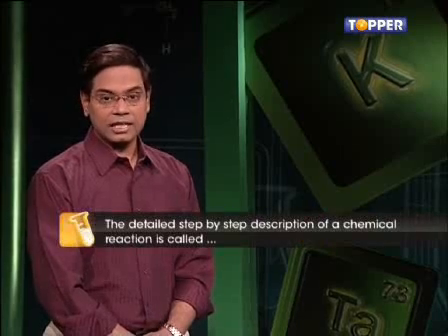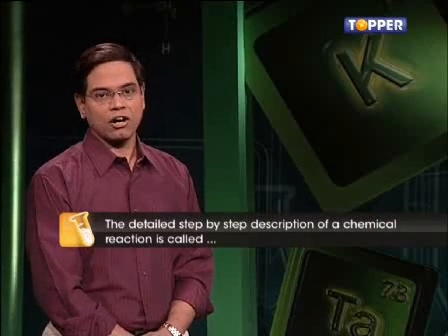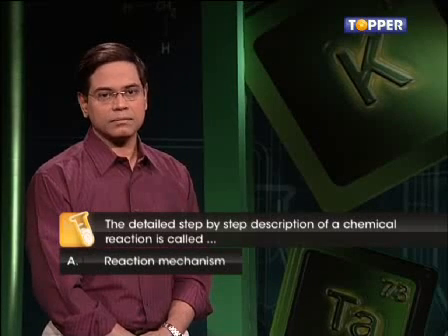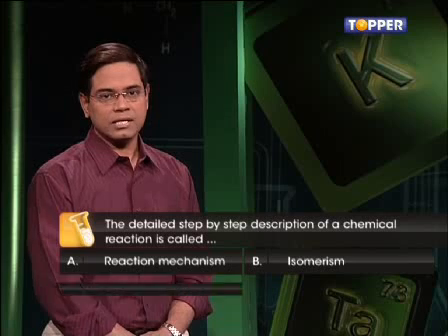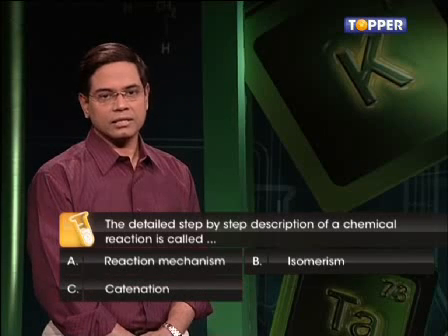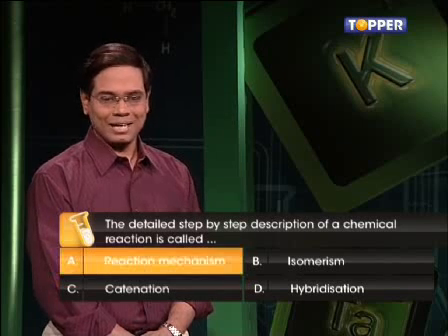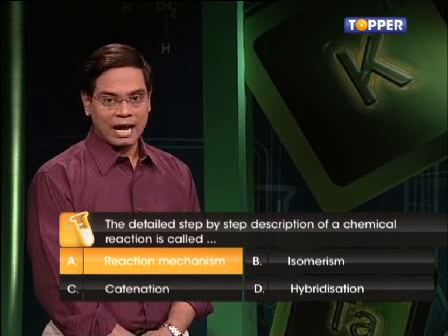Here is the first question for you. The detailed step-by-step description of a chemical reaction is called A. Reaction mechanism, B. Isomerism, C. Catenation, D. Hybridization. The correct answer is A. It's called reaction mechanism.